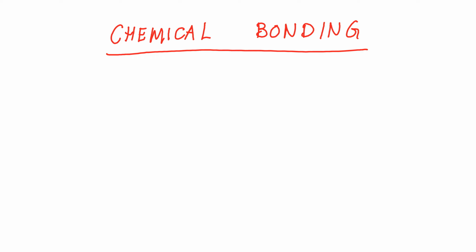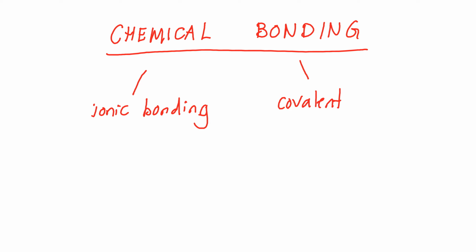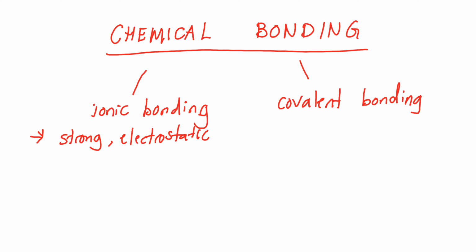Today we are going to learn about chemical bonding. There are two types of chemical bonding: the ionic bonding, and the covalent bonding. The ionic bond is a very strong electrostatic bond formed between a metal ion and a non-metal ion.